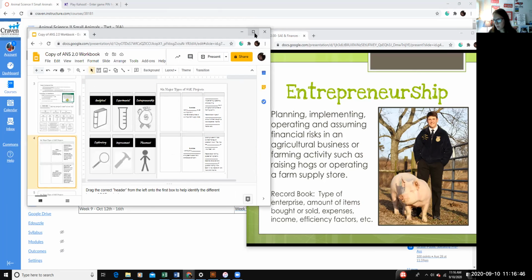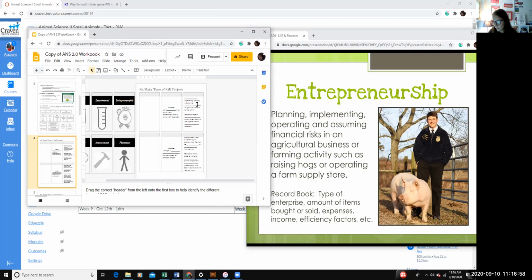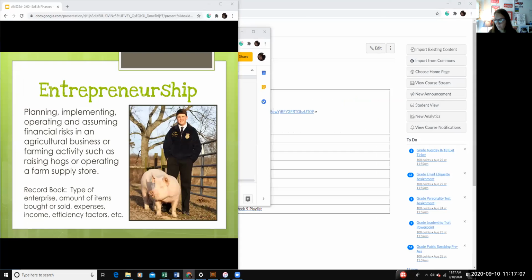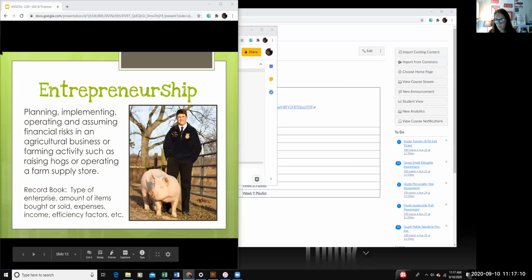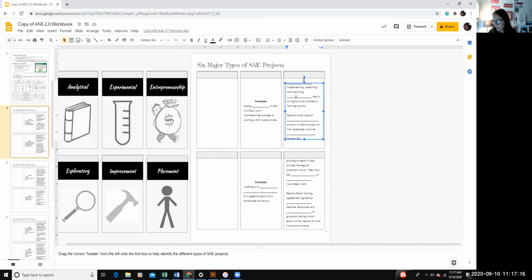All right, well, if you come over here to your workbook, you would see that it has examples and then the definition. So in this first box, on the first blank, it's blank, implementing, operating, and assuming. So that would be planning, implementing, operating, and assuming financial risk.